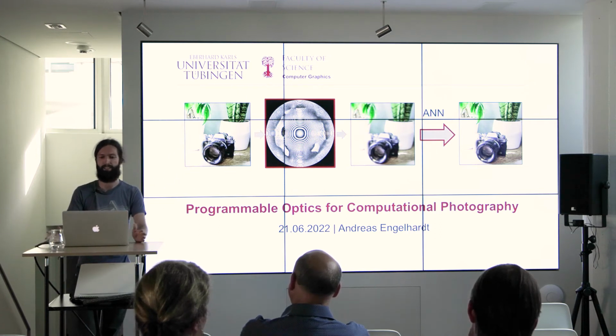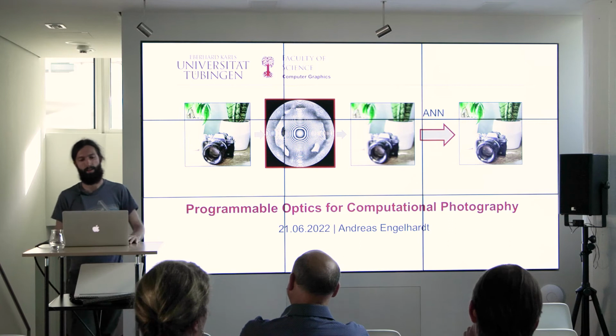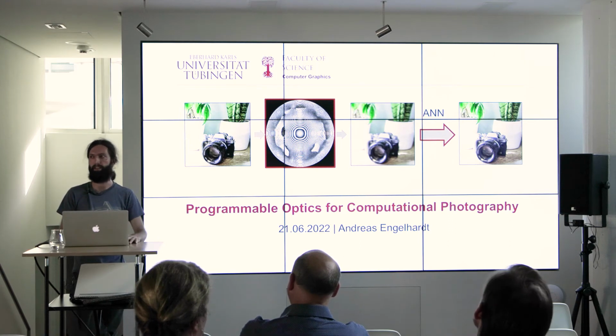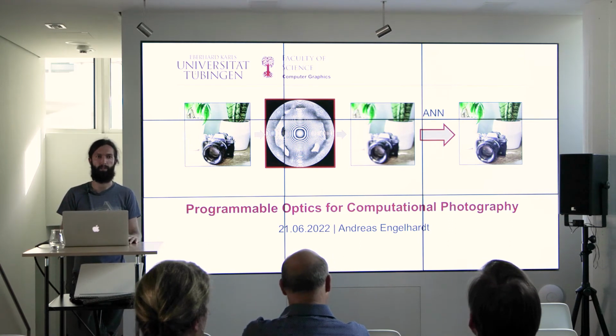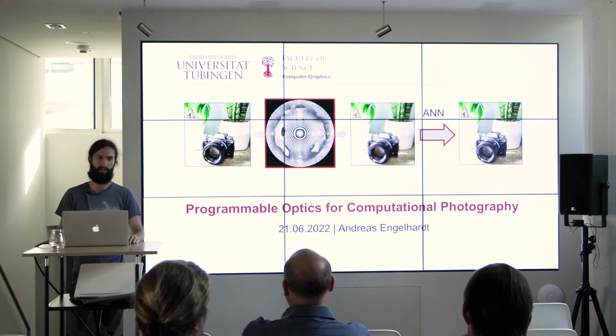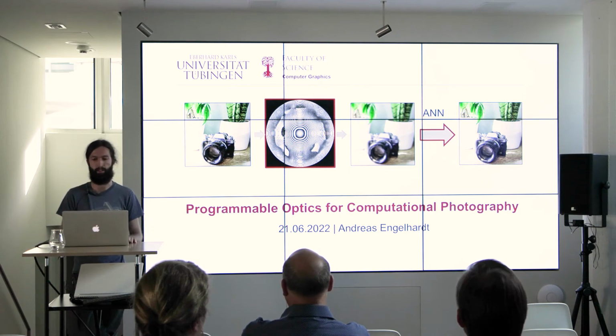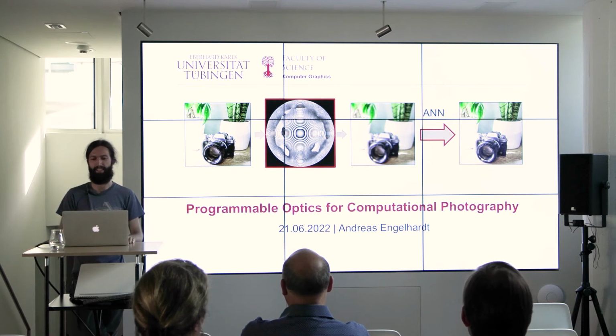But the idea here is to have some encoding in our optical path and then do some decoding to reconstruct some image representation that has certain attributes. And depending on the application, this might be useful in the foreseeable future or in the long-term future.